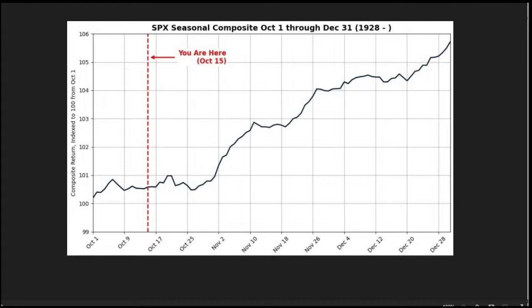But this is an interesting chart. So this is as of yesterday, obviously. It's got yesterday's date on it, but this is the seasonality for October, right? October seasonality, and apparently it goes all the way back to 1928. So that's a pretty big sample size, if you ask me.